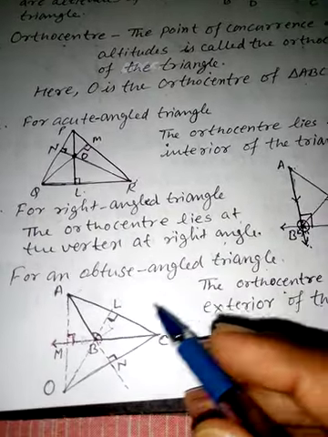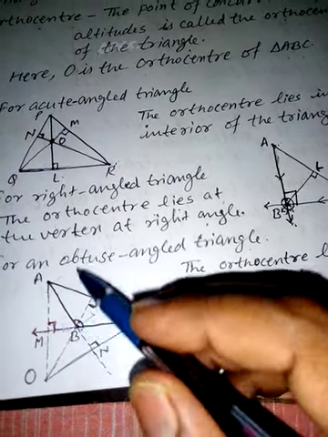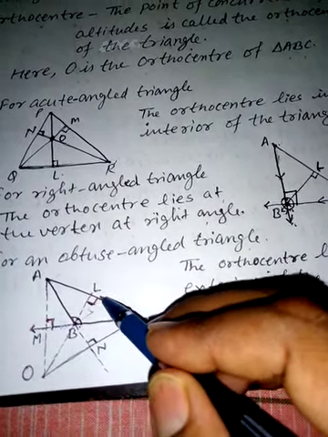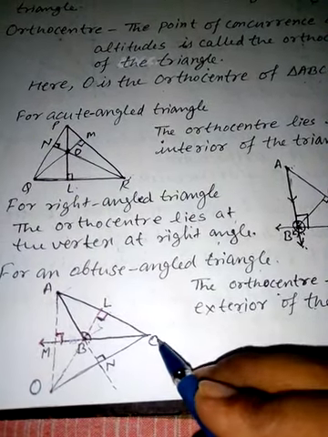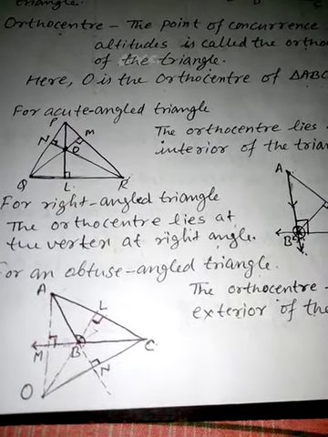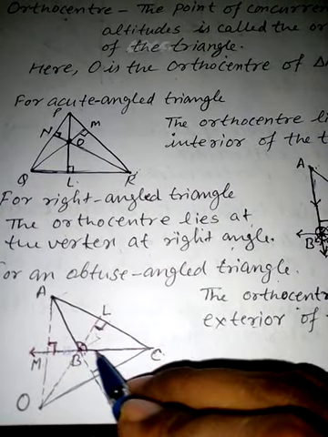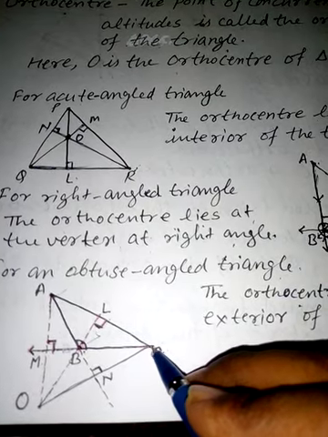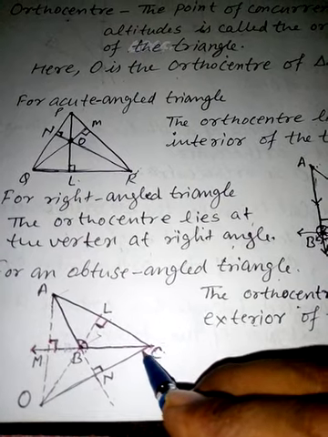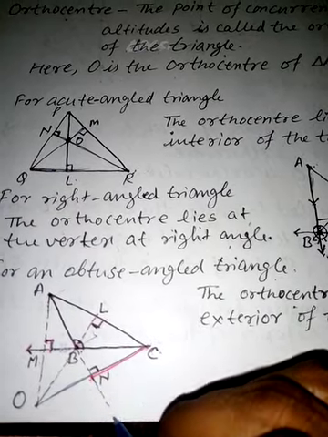Now when we are going to draw altitude from vertex B to opposite side AC, then BL is the altitude. Now from C, when we draw the altitude to the opposite side AB, then we can see that we have to extend AB to N, and then we draw the altitude CN to the extended AB.